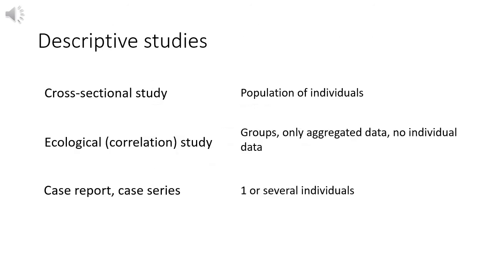To summarize, descriptive studies can be case report or case series, ecological, in other words, correlation studies, or cross-sectional studies. In a case report, we have one individual. In a case series, we have several individuals. In an ecological study, we study groups. We have only aggregated data. We don't work with individual data. In a cross-sectional study, we are working with a population of individuals.